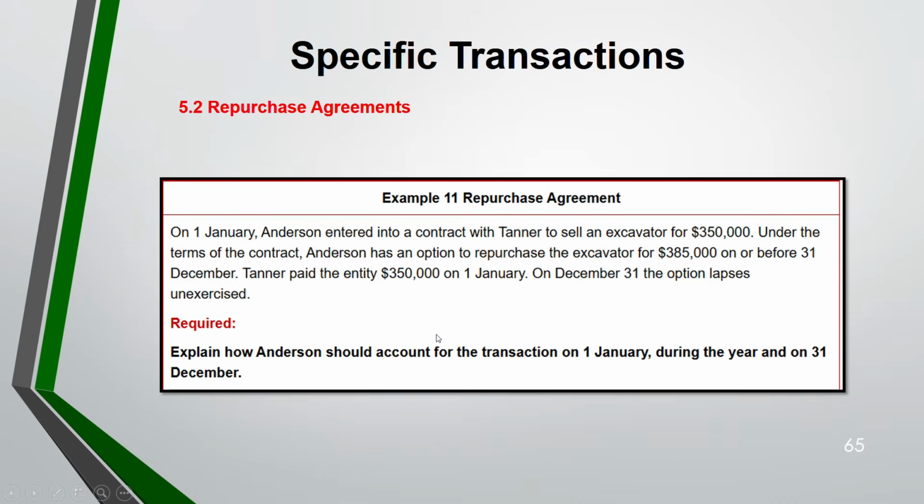Okay. Now, example 11 is an example of a repurchase agreement. Let's see. So on 1st Jan, they have entered into a contract to sell an excavator for 350. Under the terms, they have an option to repurchase for 385 on or before 31st December. They have been paid 350 on 1st Jan. On 31st December, their option lapses unexercised. Explain how they will account for the transaction on 1st Jan, during the year, and on 31st December. 3 dates are there.